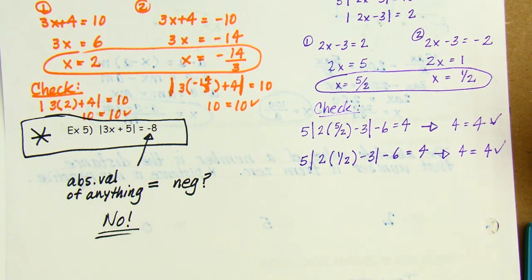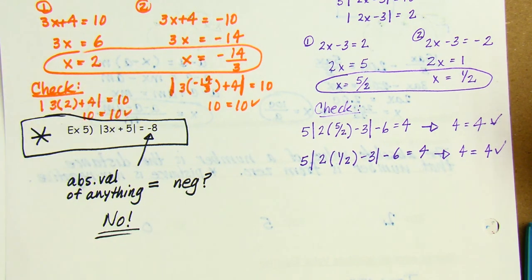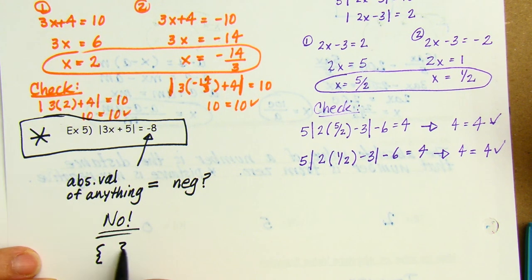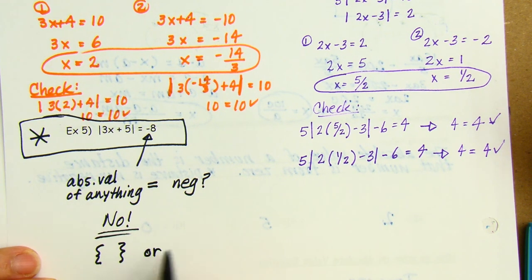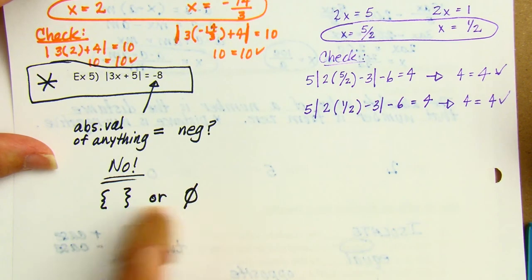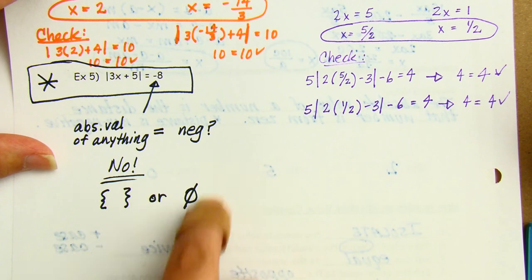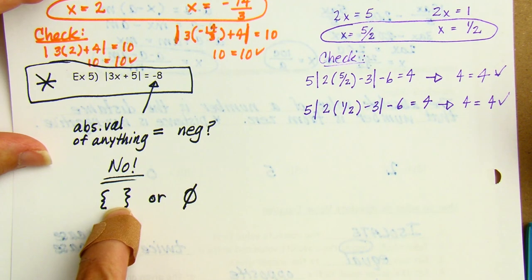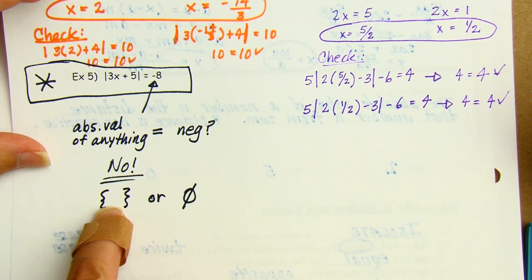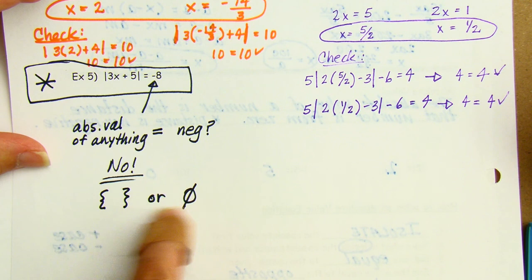So these are easy problems. Be on the lookout for those. Absolute value of something equaling a negative number, that's not possible. And so my solution is empty set or empty set. Okay, write one of these or the other. Please don't put this inside. I saw someone do that in one of their homeworks. You can't put the empty set inside the empty set because then the set is no longer empty. Okay, so it's either this or this, but not a combination of both.